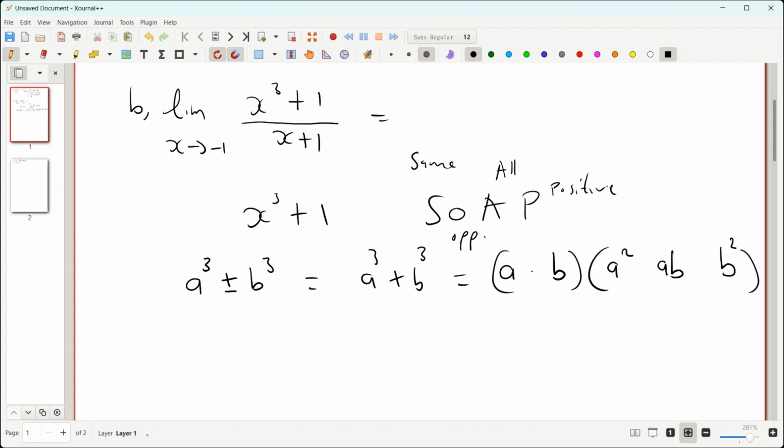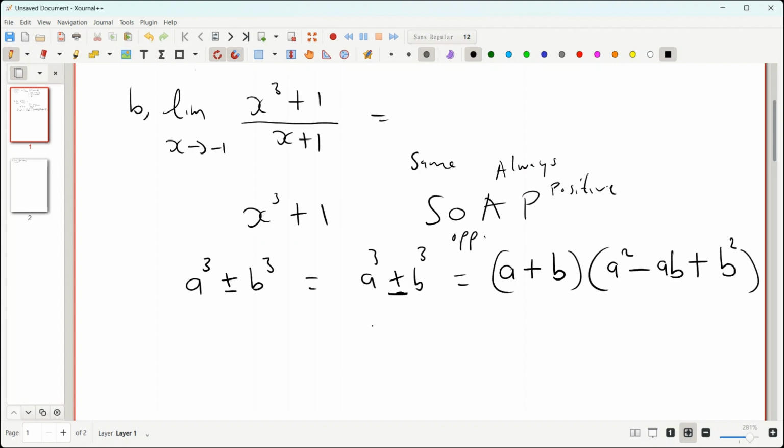For the signs, the first sign is the same. In this case it's positive, which means the sign when we factorize has to be positive. The second sign, the blank one, is opposite. So this is positive, which means here we'll have a negative sign. And then all positive, so the last one is always positive.